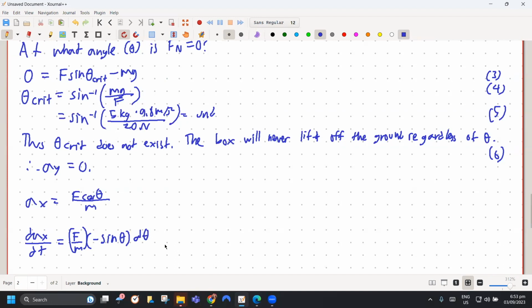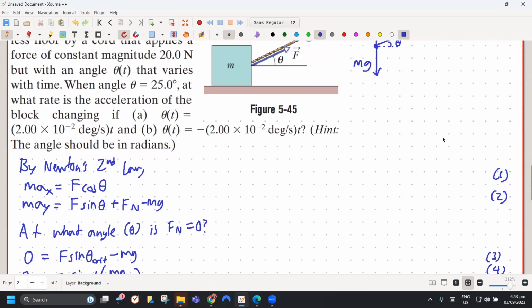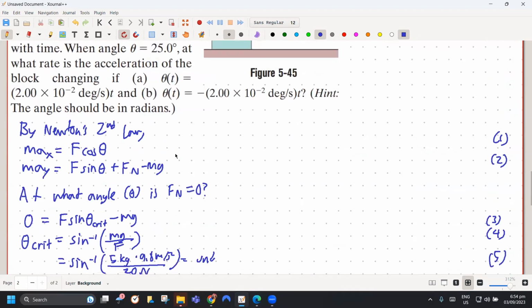Okay. So d theta/dt from the chain rule. You know this d theta/dt. Okay. Now, d theta/dt has to be in radians, so you have to convert. So we'll now use that expression for cases A and B.